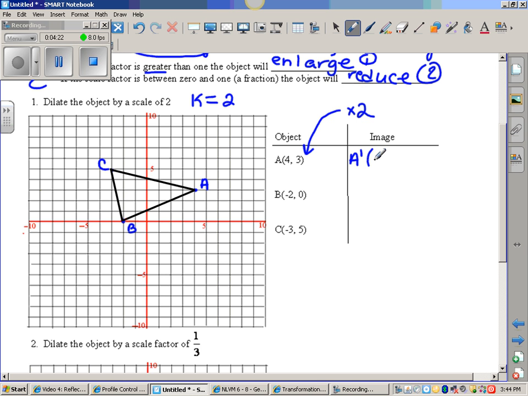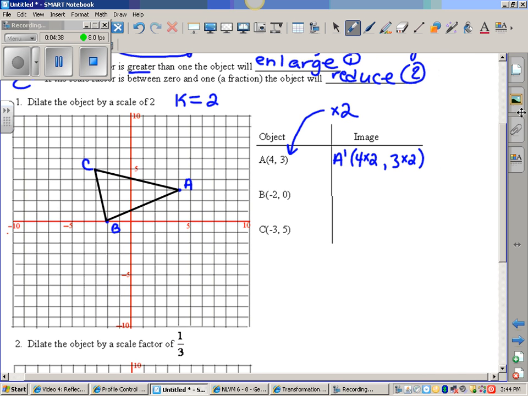A prime. My original coordinate is 4, 3. I don't want to go and graph 4, 3 again because that'll be A. What you're going to do is multiply both of those values by your scale factor, which in this case is 2, which gives me my new A prime value of 8, 6.